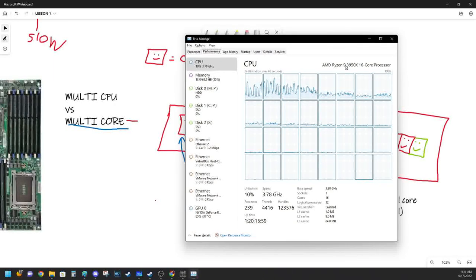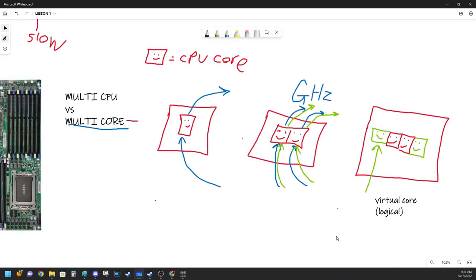Does this help visualize and understand what these terms actually mean? Because you will see these in the exam. Nice, cool. That's the first time I see several people typing. Not even names anymore.